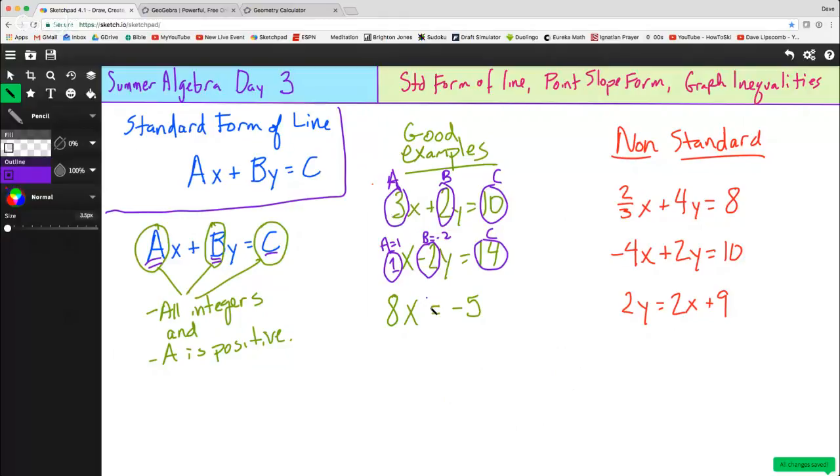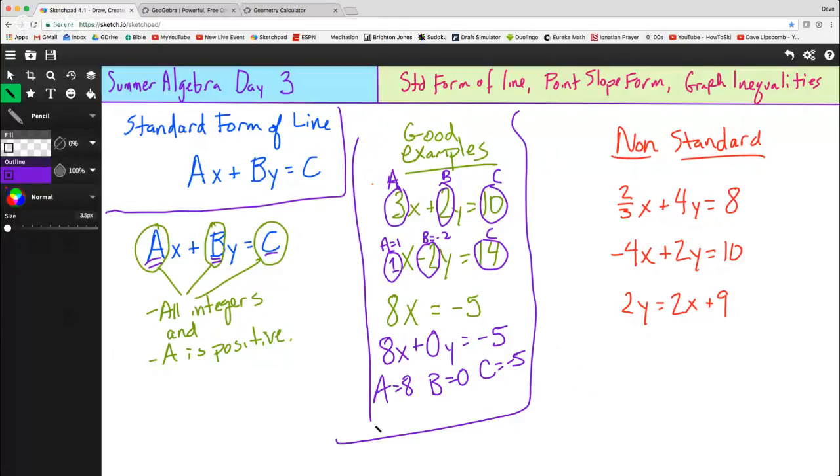Similarly, on this last one, now don't get confused. This is basically the same thing as 8x plus 0y equals -5. So this is a simplified version of the standard form of a line. The standard form of a line still works if we don't have this, or if we don't have this. It still is valid. So 8x plus 0y equals -5. And in this case, our a equals 8. Our b equals 0, and our c equals -5.